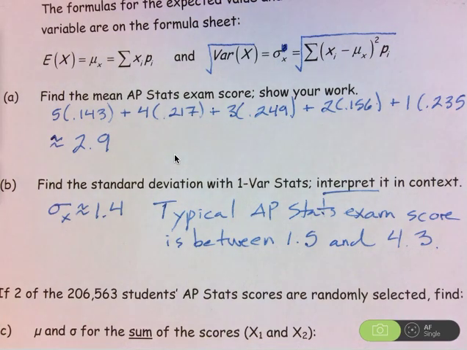So if you watch the next video then, we will do parts C, D, and E of this example where we look at combining random variables together using this mean and this standard deviation.